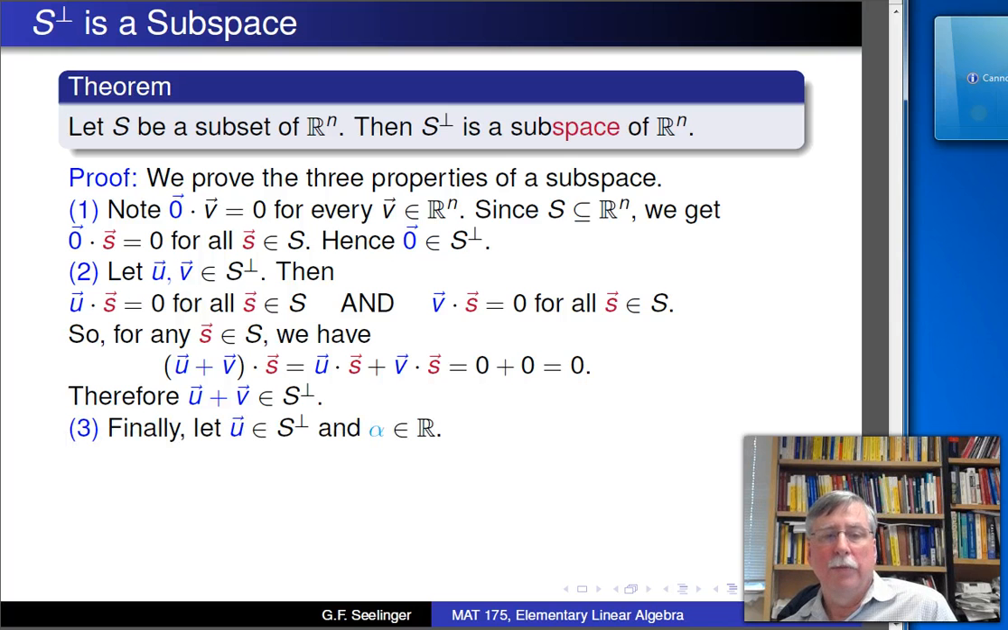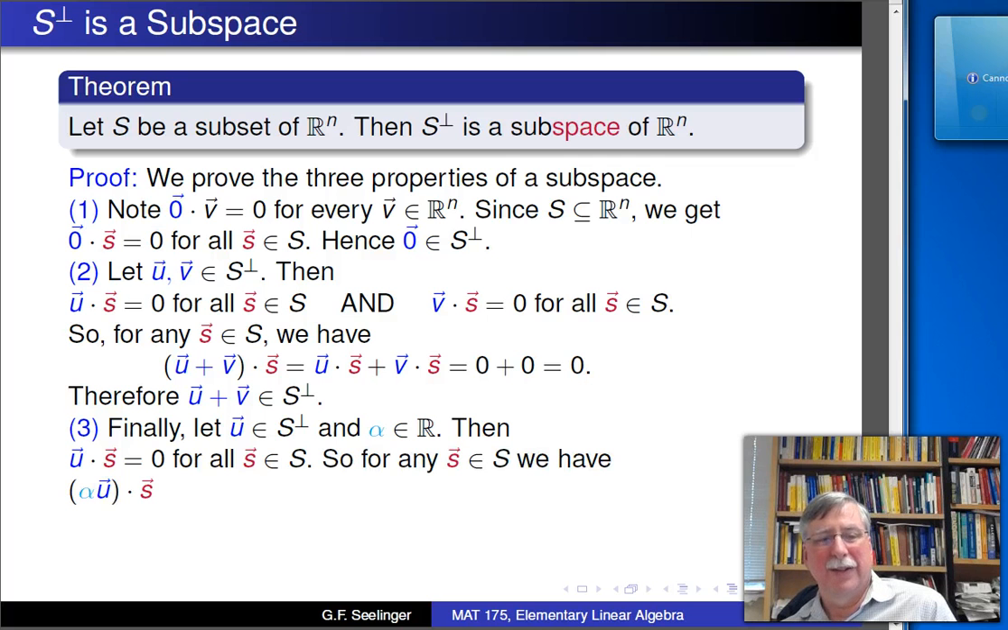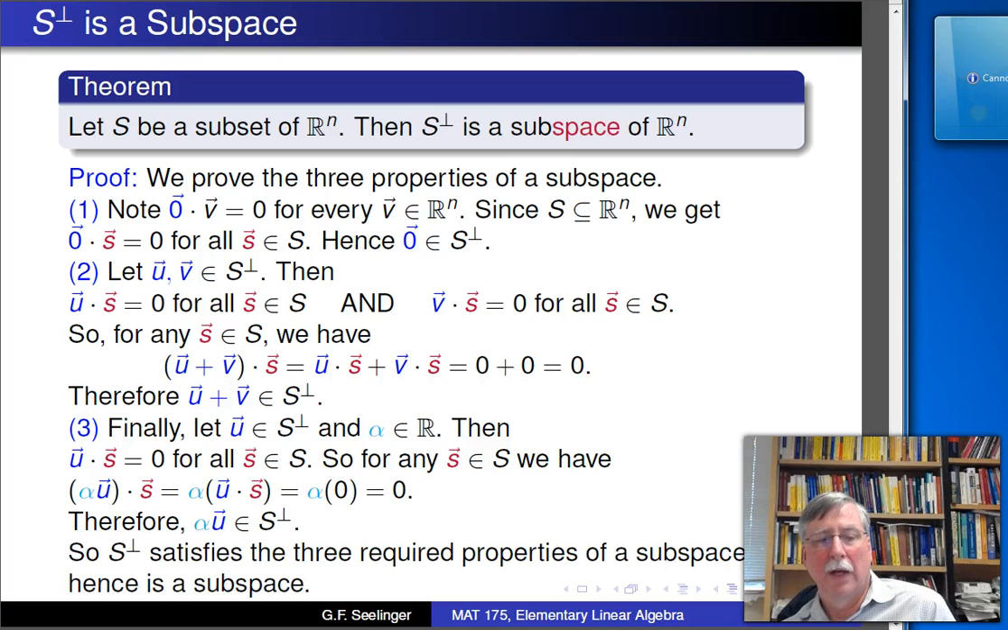Okay. Finally, let u be in S perp, and let alpha be a scalar. So u dot s has got to be 0 for all s in S. So if I take alpha u dot s, I can pull the scalar out by the properties of the dot product. You get alpha times 0, which is going to be 0. So alpha u is also in S perp. And so I always get that this is a subspace because it satisfies the definition. So S itself doesn't have to be a subspace, but S perp always will be.